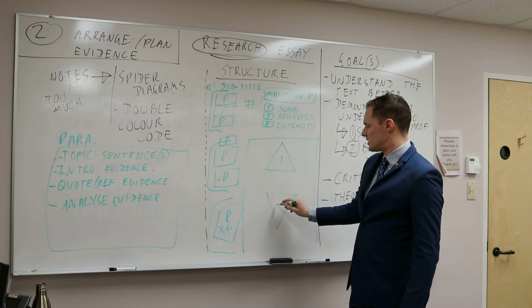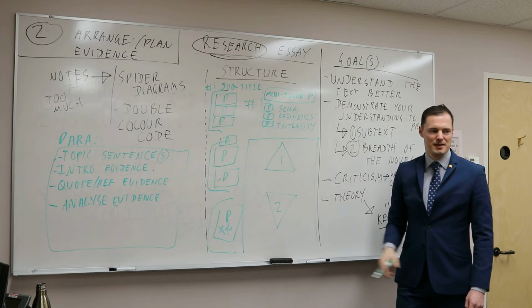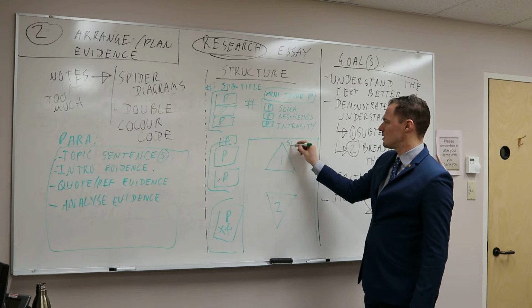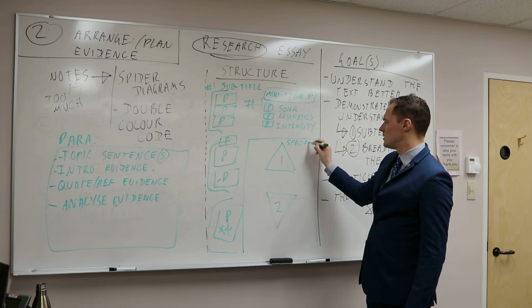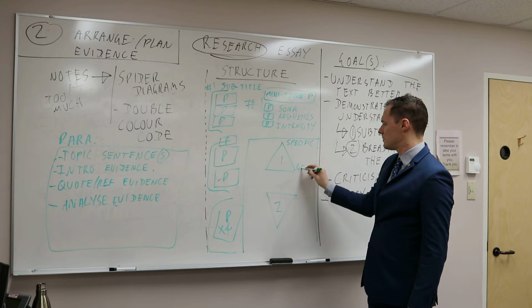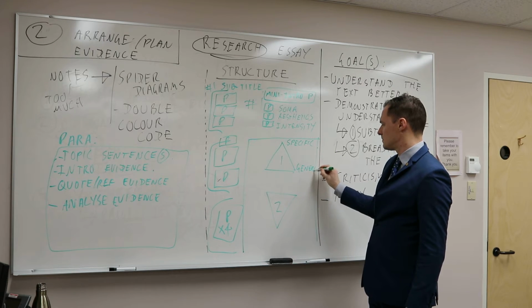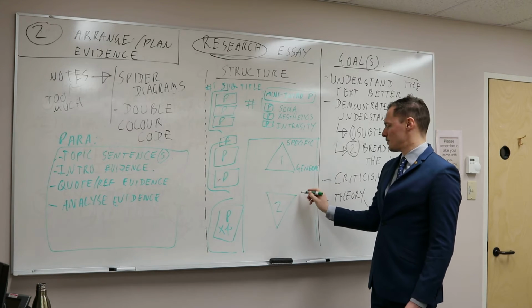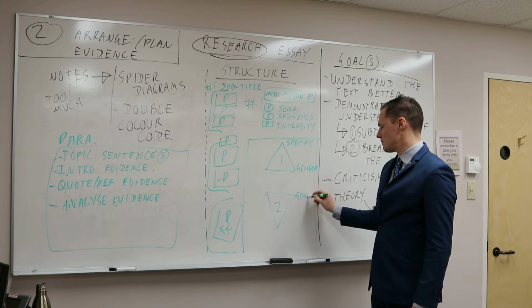So this is method 1 and this is method 2. Method 1 is going from the hyper-specific to the general. And method 2, as you'd imagine, is the opposite, going from the general to the specific.